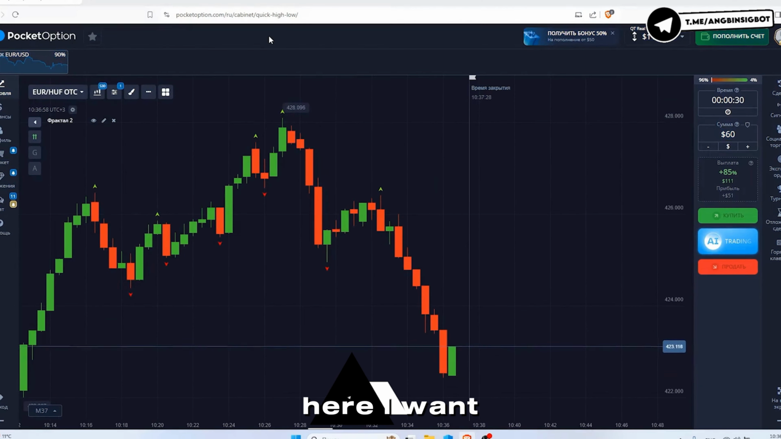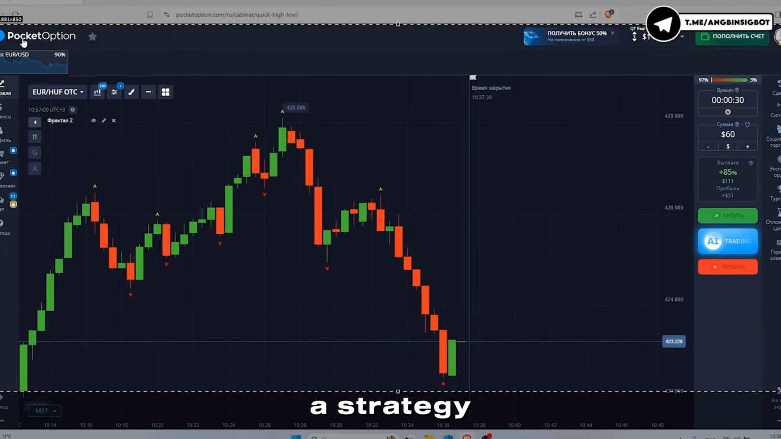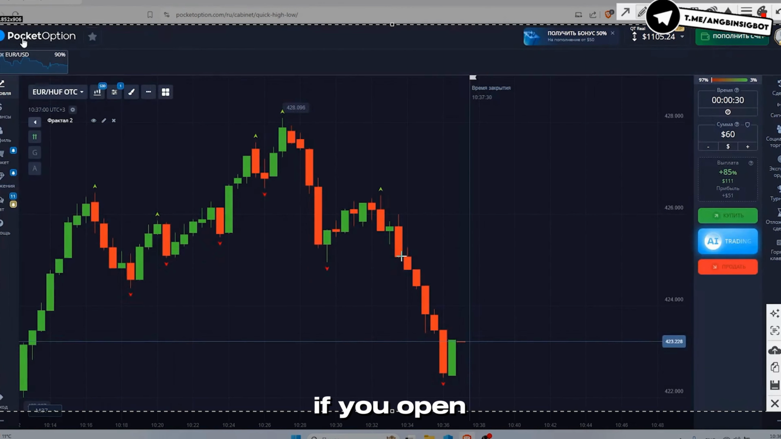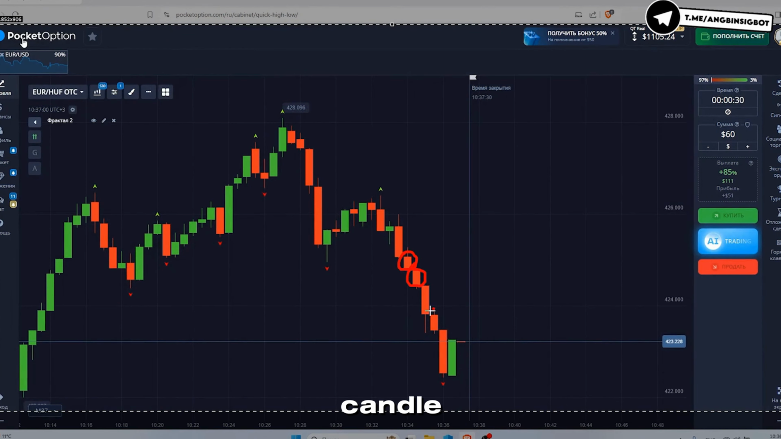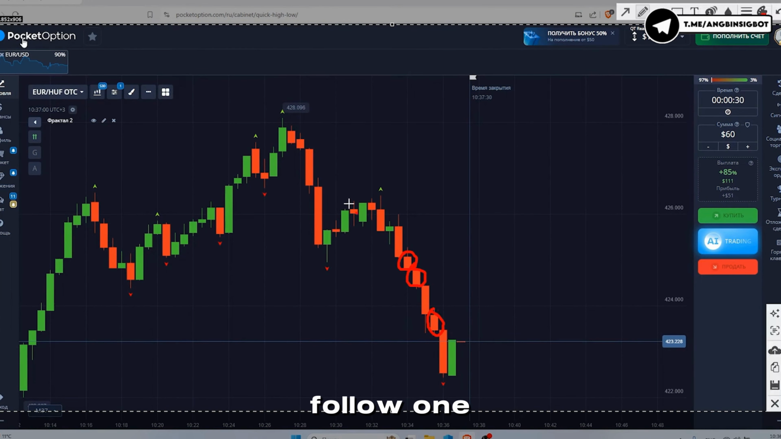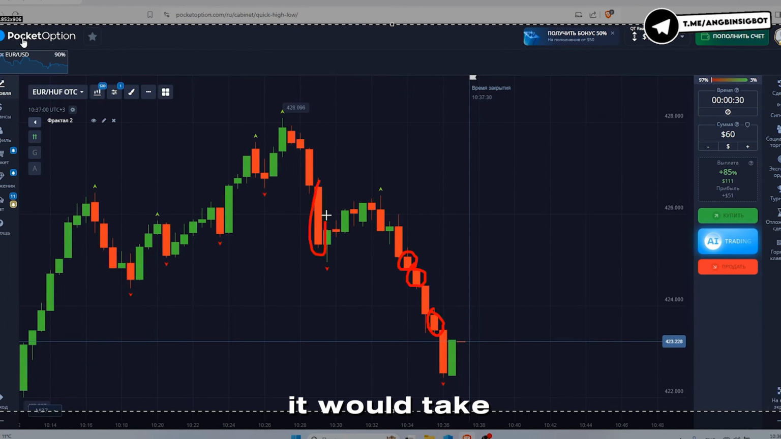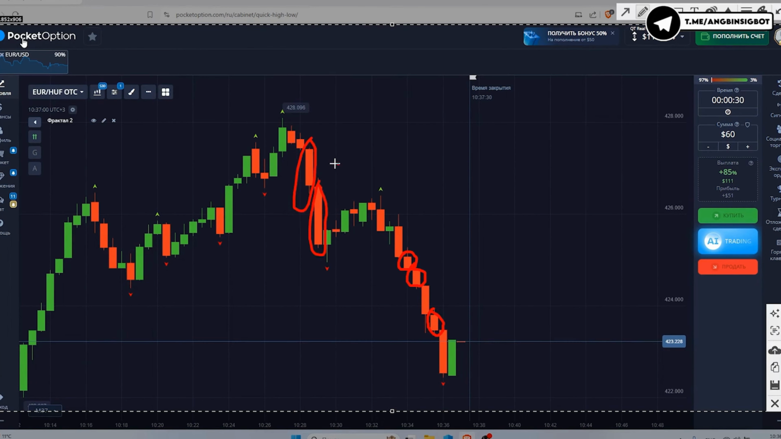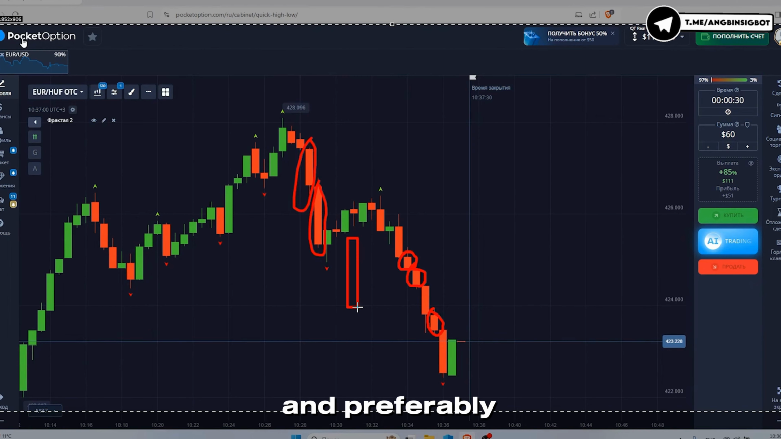Here, I want to show a bad example of the strategy where you would lose your deposit if you opened a martingale on each new candle. We see small candles that follow one after another, meaning it would take 3 follow-ups to secure a profit, and the movement needs to be sharp and preferably from levels without any unclear shadows that were mentioned at the beginning of the video.